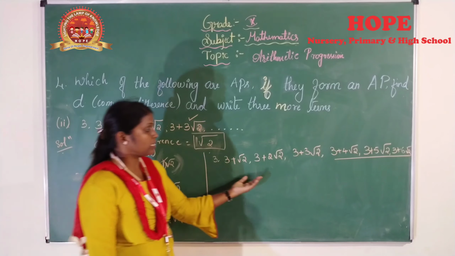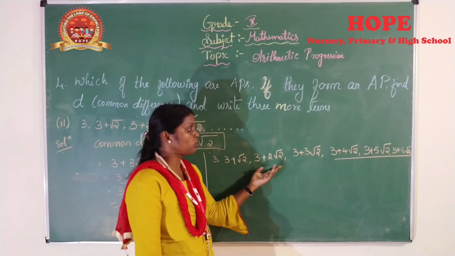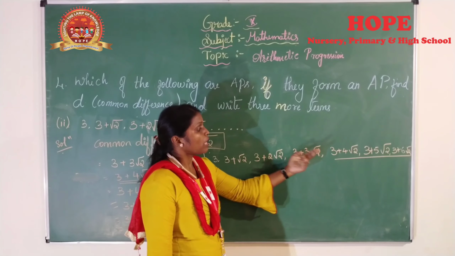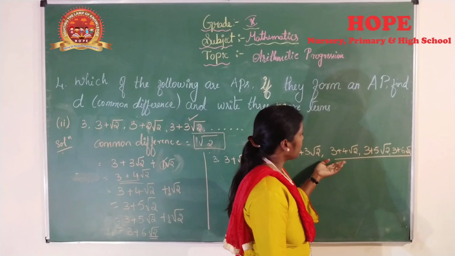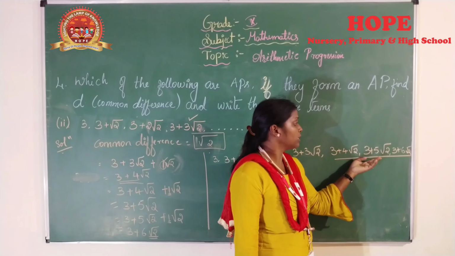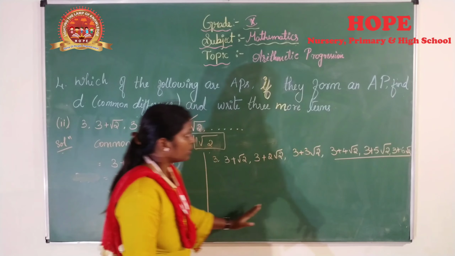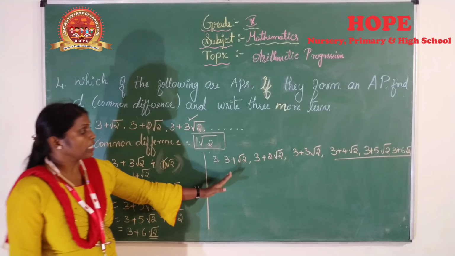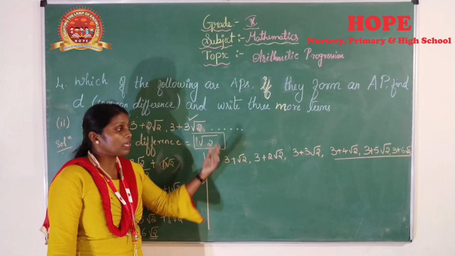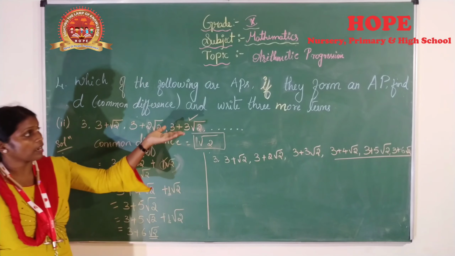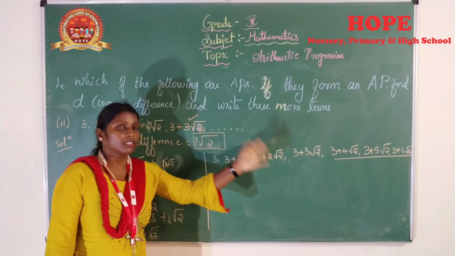So when we write in the sequence: 3, 3 plus root 2, 3 plus 2 root 2, 3 plus 3 root 2, and the 3 terms which we have found now, 3 plus 4 root 2, 3 plus 5 root 2, 3 plus 6 root 2. This is how we found it. This can be calculated only when the common difference is equal. If not, that sequence will not be an AP, and we can't find the further 3 terms.